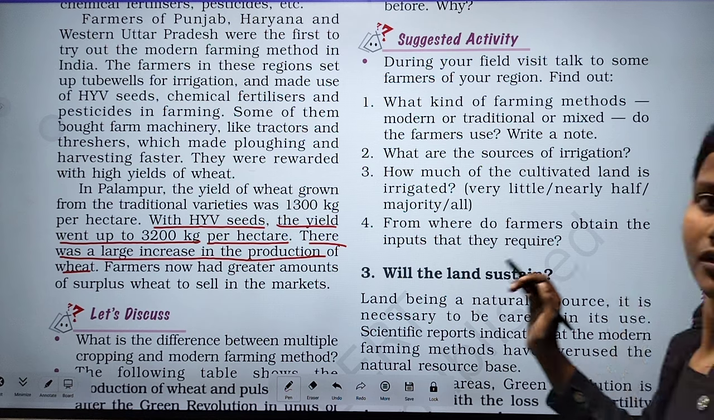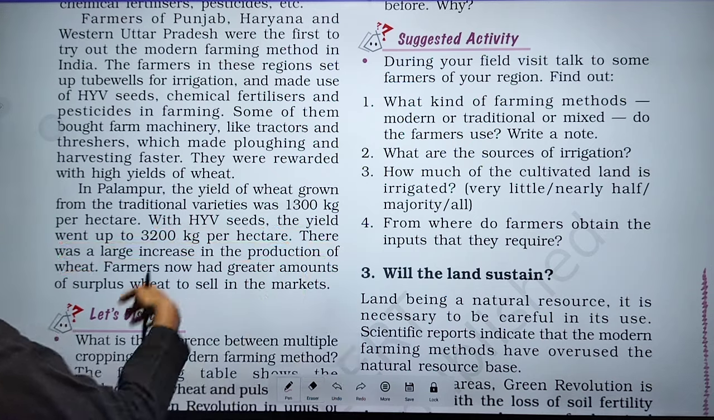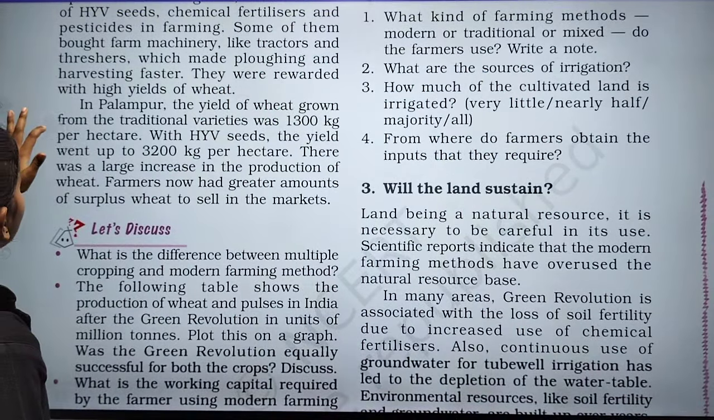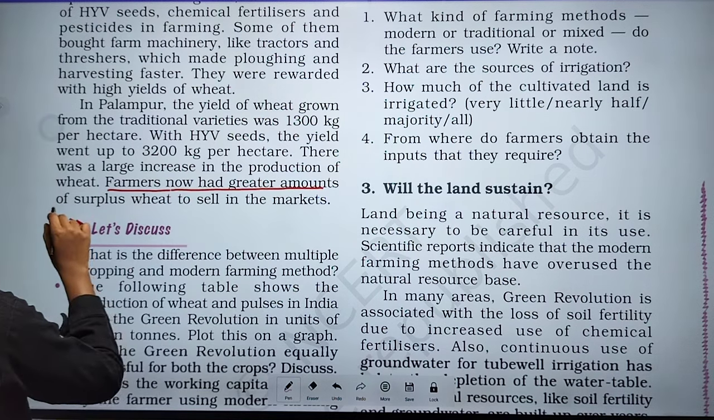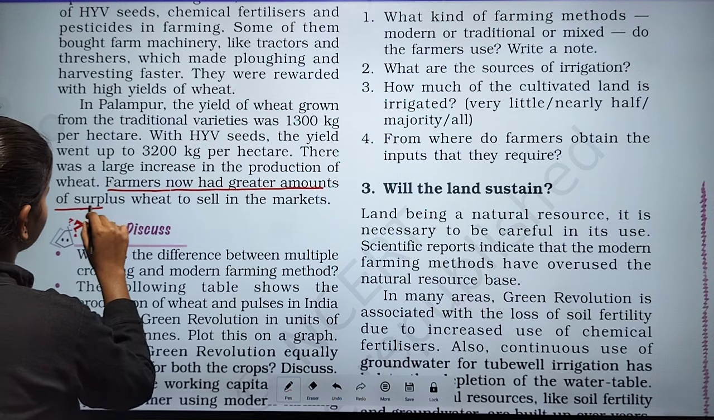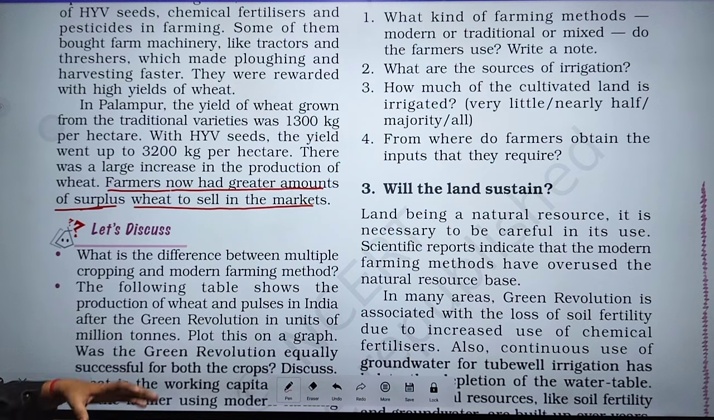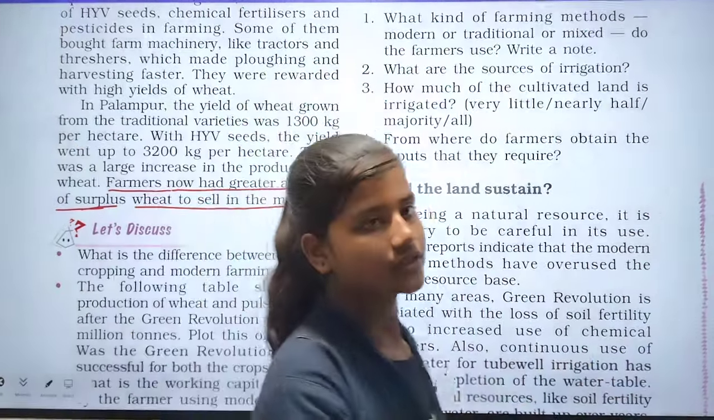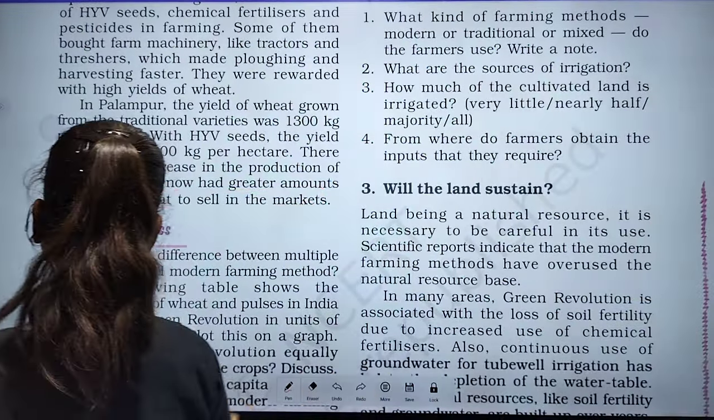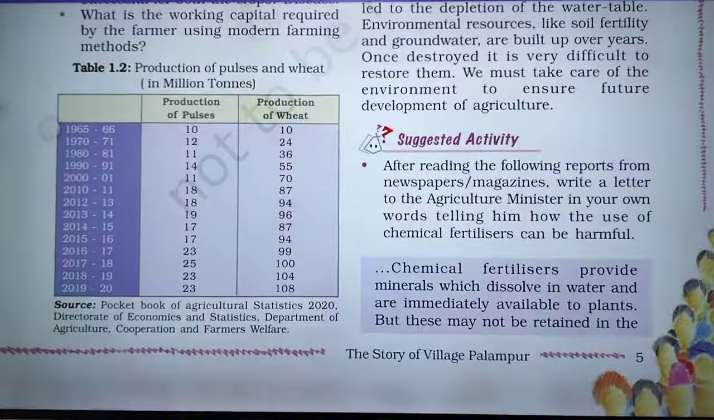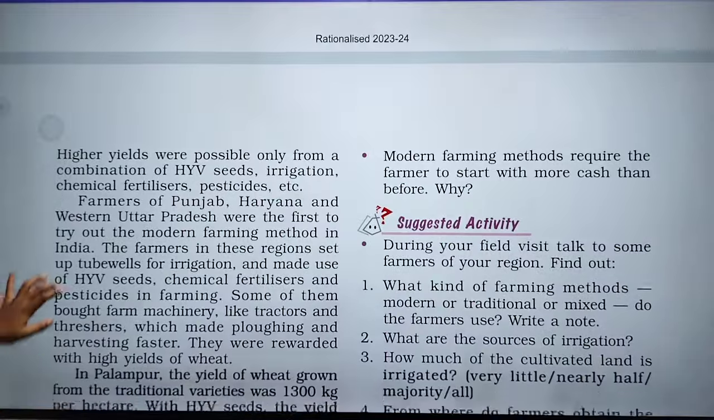This was the large production of wheat. And farmers now had a greater amount of surplus wheat to sell in the markets.